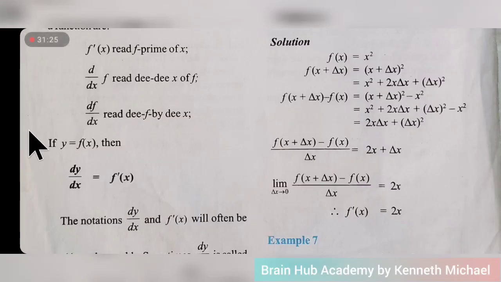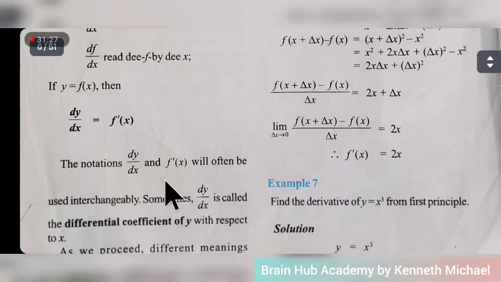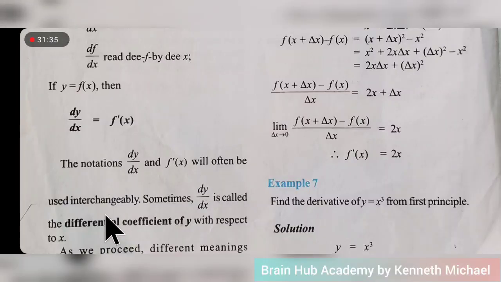These are some of the things we call notation. The notations dy ds and f prime of s will often be used interchangeably. Sometimes dy ds is called the differential coefficient of y with respect to s.